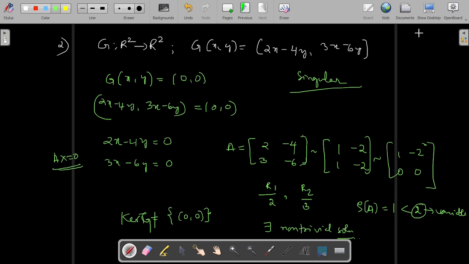We want to check: is only the 0 vector getting mapped to 0? Here, no, it is not just the 0 vector mapping to 0. There are other non-zero vectors which are mapping to 0. Hence the transformation becomes singular.